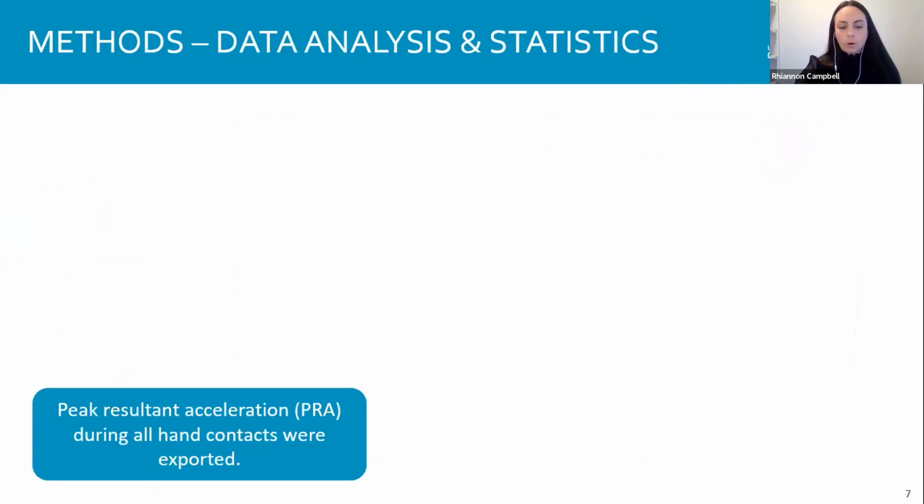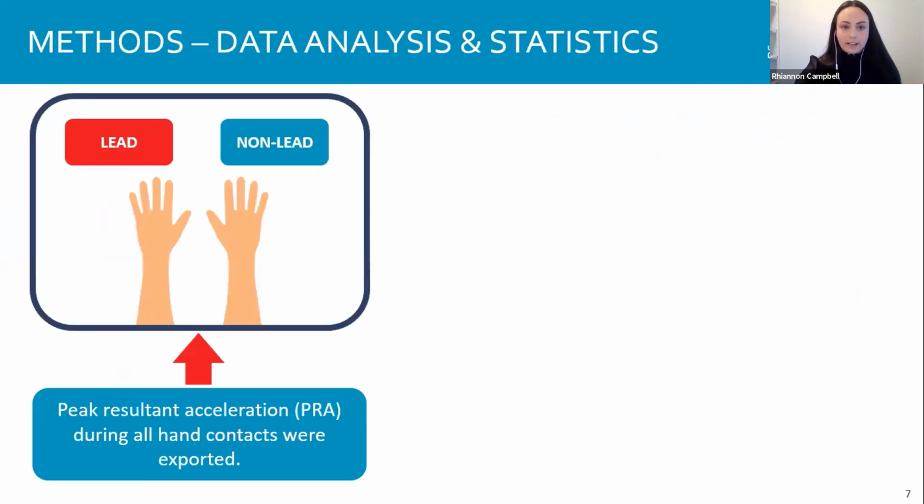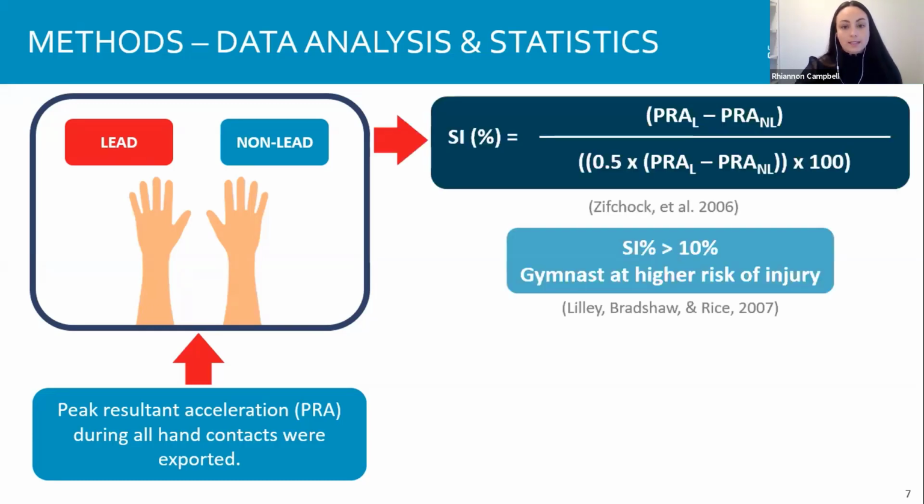So peak resultant forearm acceleration during all hand contacts were exported, and these were grouped into either the lead or the non-leading forearm. And this was done to account for individual preference between the gymnasts, because some of the vaults, they twist in them and one arm will contact the vault before the other. A symmetry index score was calculated for every hand contact that occurred between the leading and the non-lead forearm. Now, clinical definitions of functional imbalance aren't well established in gymnastics, but it's generally accepted that a symmetry index greater than 10% may place a gymnast at a higher risk for injury.